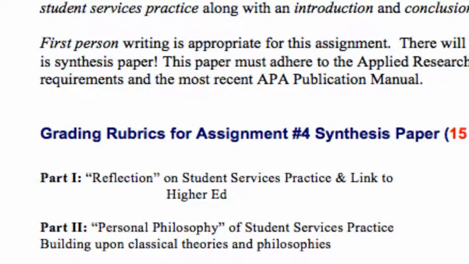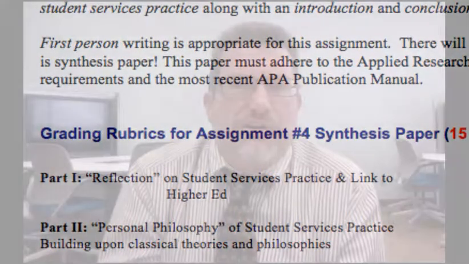The synthesis part is where you're going to reflect, and you're going to certainly mention those major traditional theories such as developmental, psychosocial, cognitive, social identity, and typology theory. You're also going to look at those classical philosophies, whether you're a rationalist or empiricist or pragmatist or a postmodernist. But I want you to build upon some of those early classical philosophies and traditions as you espouse your own personal philosophy of student services.